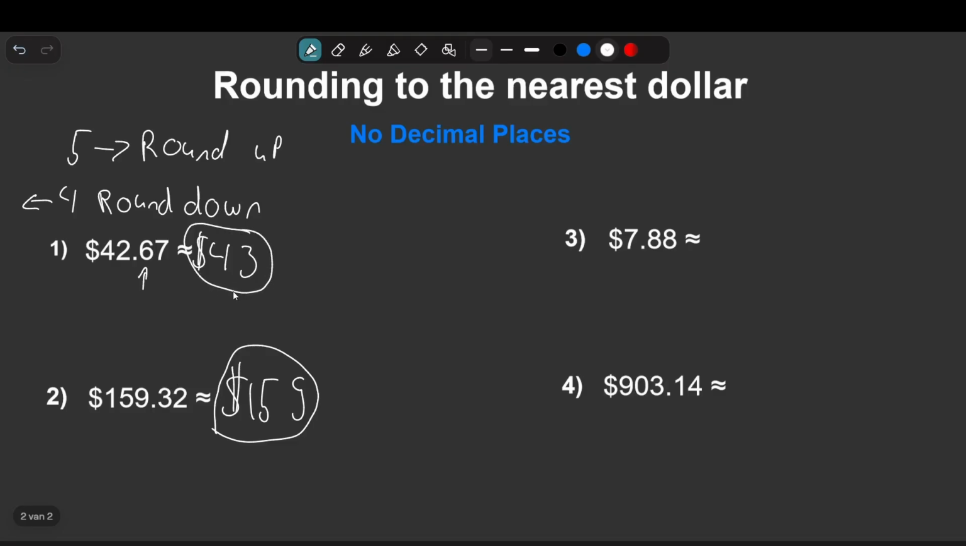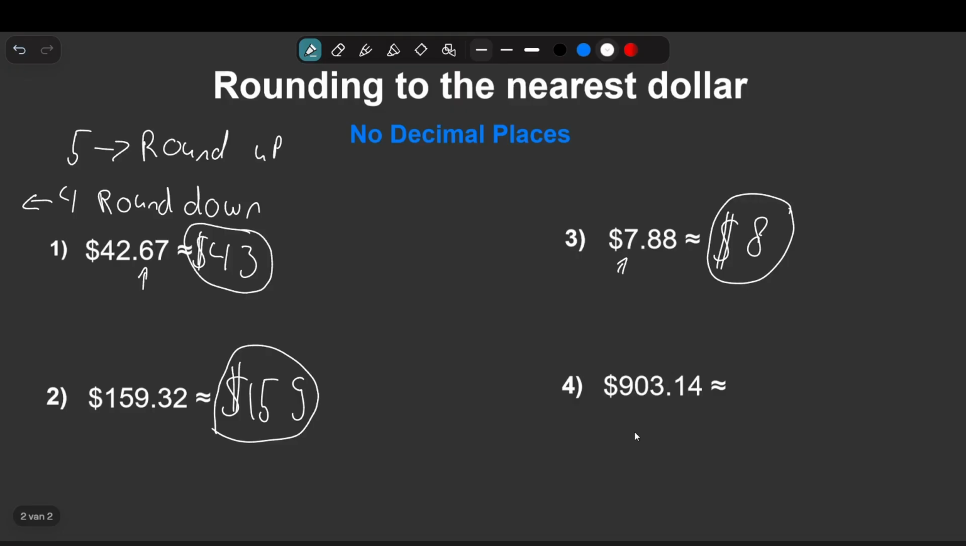So let's go to our third example. For our third example, we have $7.88. First of all, we're going to look at our ones place, which we have a 7. Again, we're going to see if this is closer to a 7 or an 8. To do that, we're going to look at our tens place again. Our tens place is 8, and an 8 is higher than a 5. This means we are rounding up. So our answer for the third example will be $8.